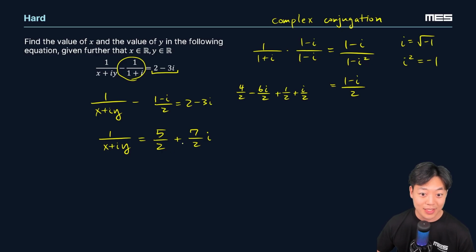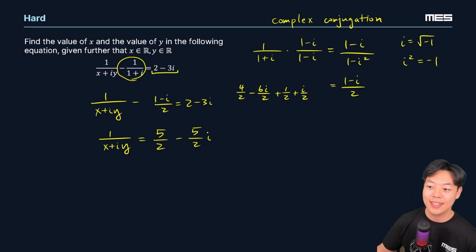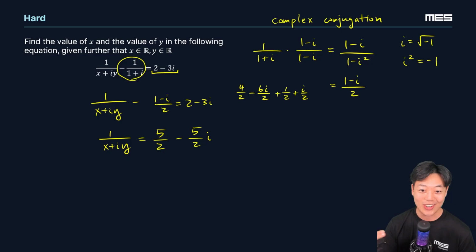Ooh. And that's where I see the mistake. If I added an i over 2 to a negative 6i over 2, this should be a minus 5 over 2i. Really glad I caught that mistake before I moved on here. And then 4 halves plus 1 half is indeed 5 halves. Okay, great. We're doing great here. That's why we always check our steps as we move along here. Awesome.